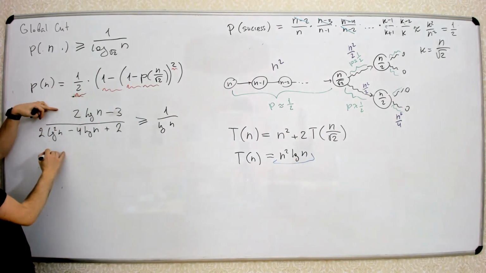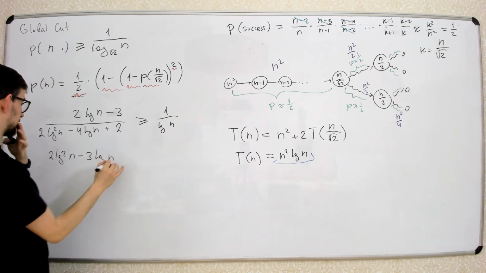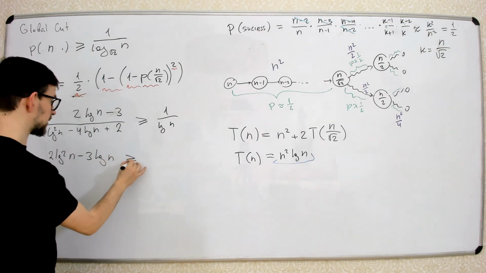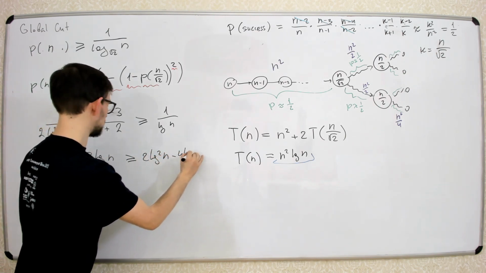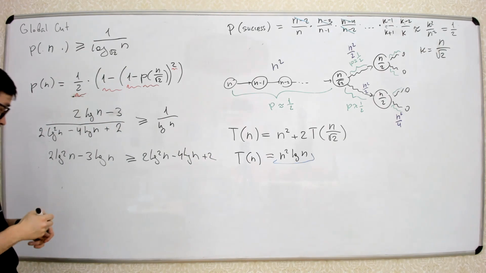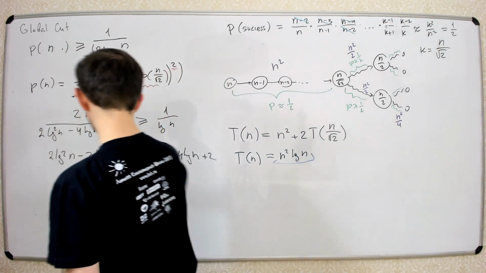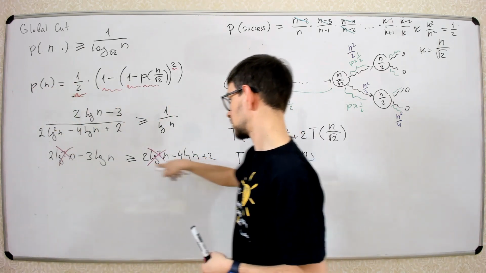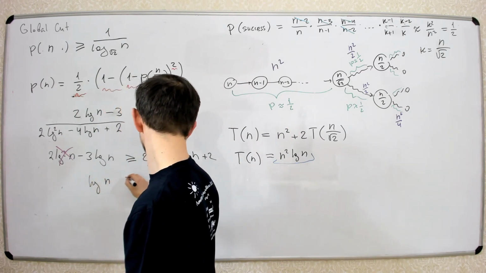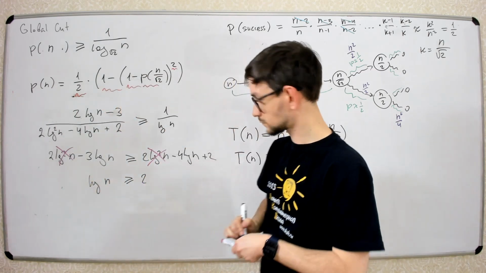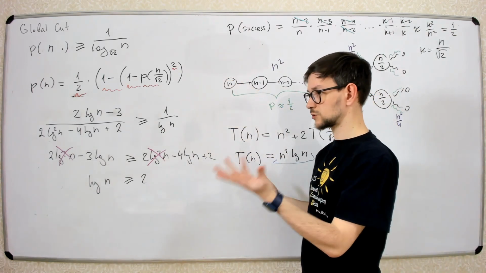I need to prove that 2 log square n minus 3 log n is greater or equal than 2 log square n minus 4 log n plus 2. Now I just eliminate this, move this thing to the left, and I just have that log n is greater or equal to 2.